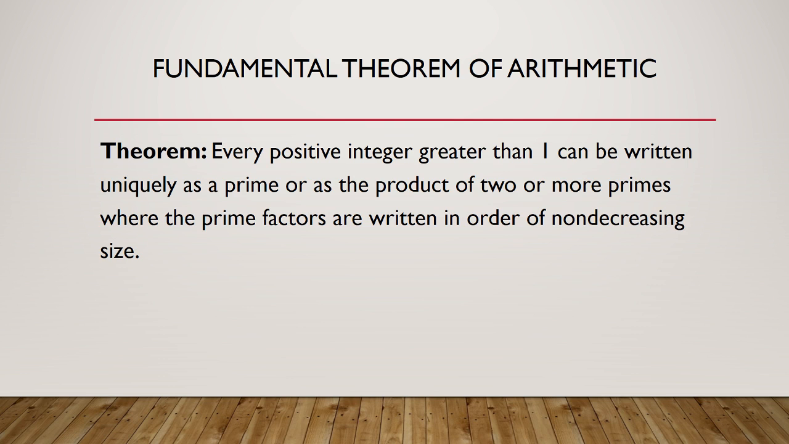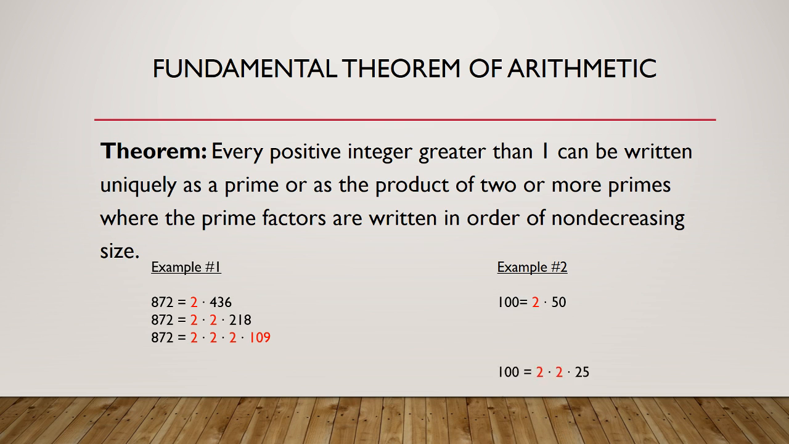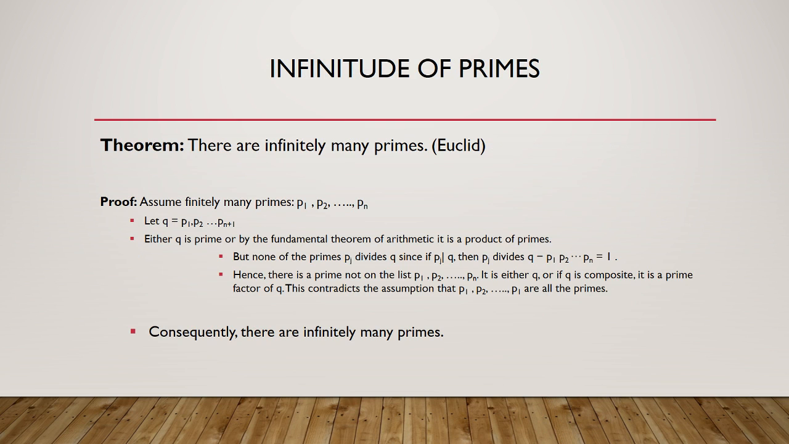The theorem is every positive integer greater than 1 can be written uniquely as a prime or the product of 2 or more primes, where the prime factors are written in order of non-decreasing size. For our first example, we start with 872, and you can see we want to just divide down, divide down, divide down. We end up getting down to 109, which is a prime itself, so our prime factorization is 2 times 2 times 2 times 109. Again, we see example 2, it factors out to 2 times 2 times 5 times 5. There are actually infinitely many primes that exist.